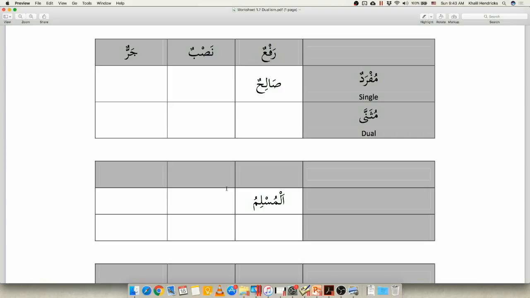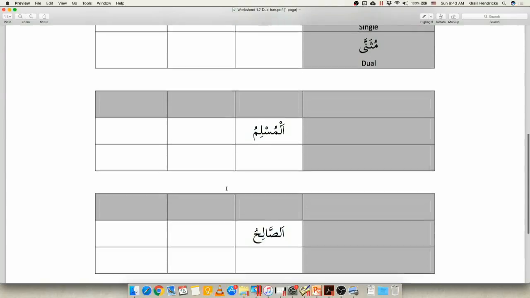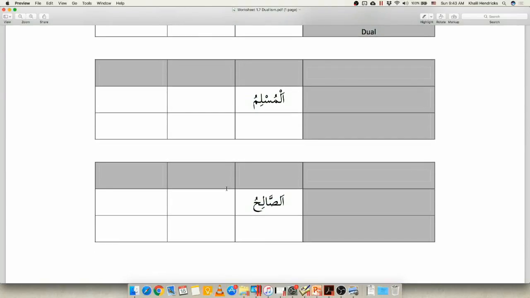Salihun, salihan, salihin, salihani. Next one, Al-Muslimu, Al-Muslimani, Al-Muslimaini. Next one, As-Salihu, As-Saliha, As-Salihi, As-Salihani, As-Salihaini. Okay. That's all you must do for this week, inshallah.